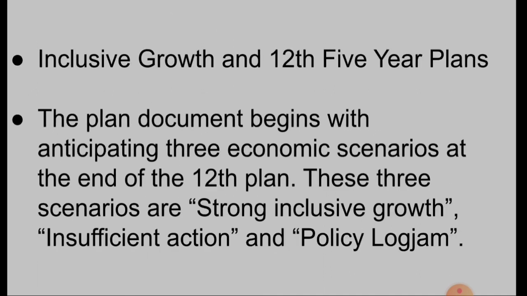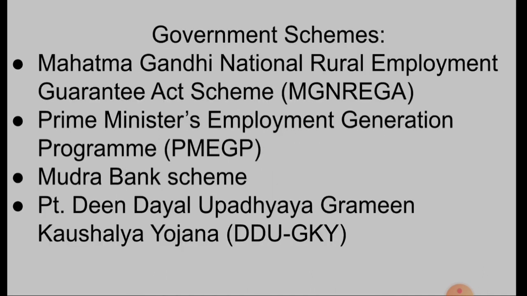Inclusive growth and the 12th Five-Year Plan. The plan document begins by anticipating 3 economic scenarios at the end of the 12th plan. These 3 scenarios are strong inclusive growth, insufficient action, and policy logjam. These were the components of the 12th Five-Year Plan.